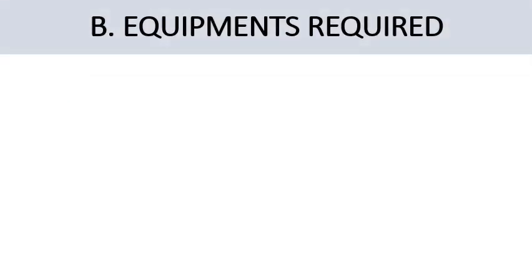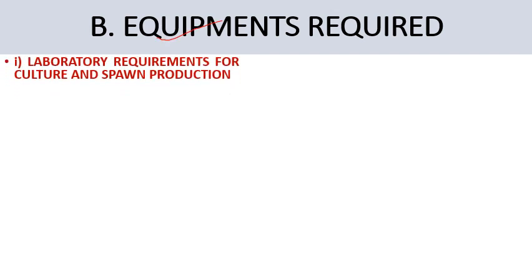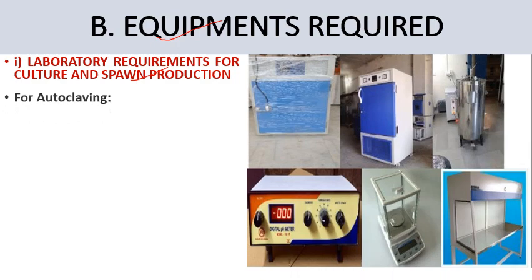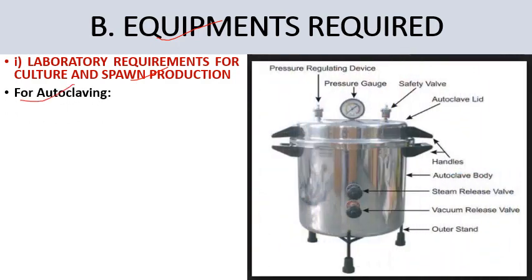Next comes the second requirement, that is the equipment which is required for mushroom cultivation. So firstly, under this heading comes laboratory requirements for culture and spawn production. So what are the various requirements? Firstly, we want an autoclaving machine.